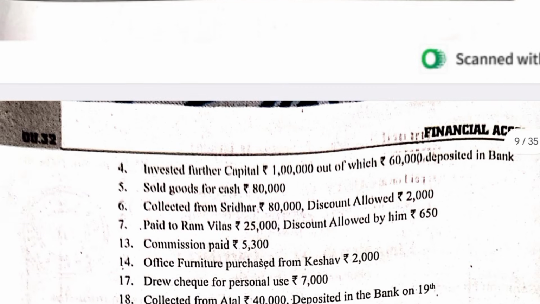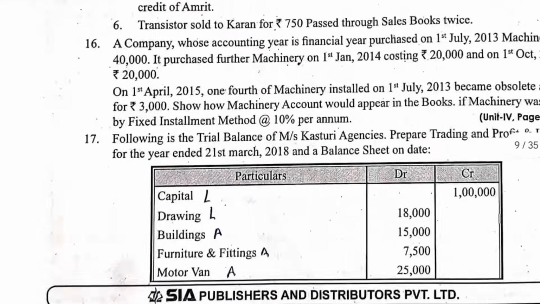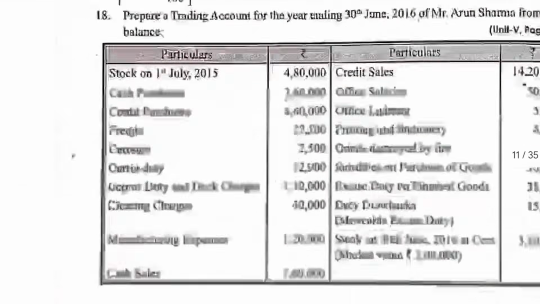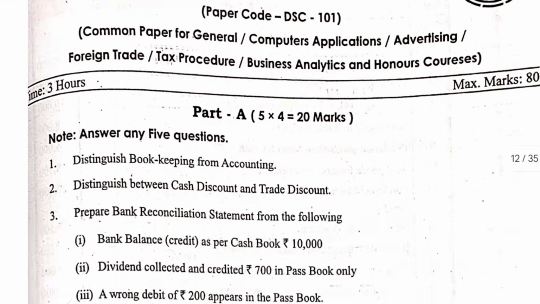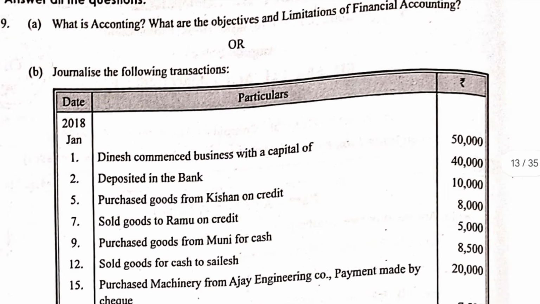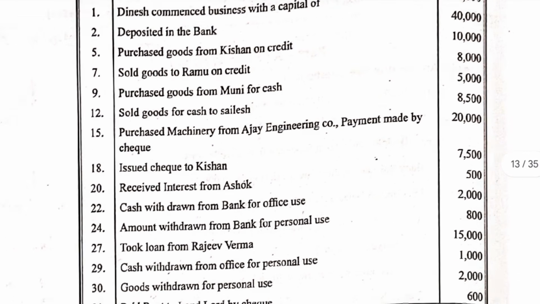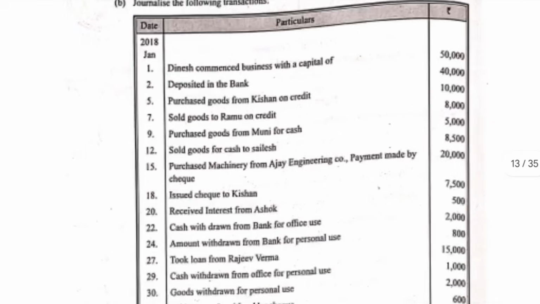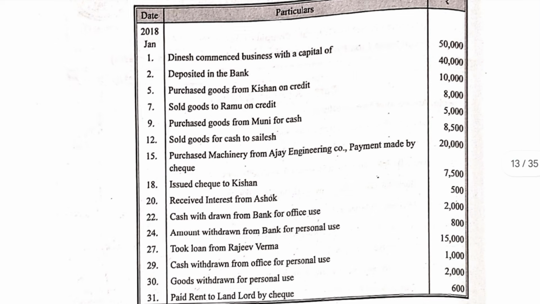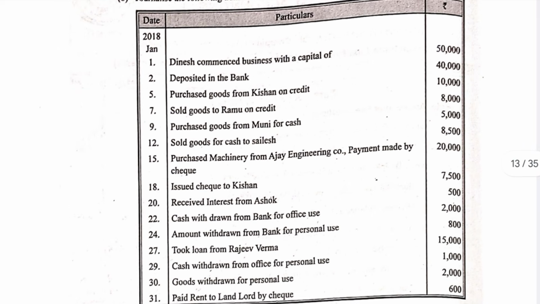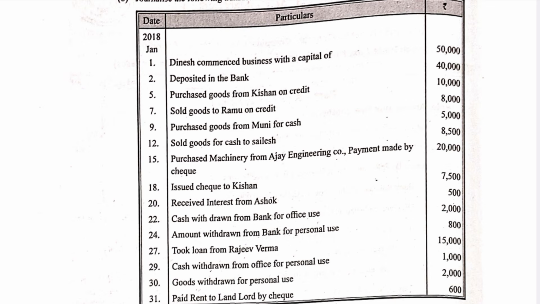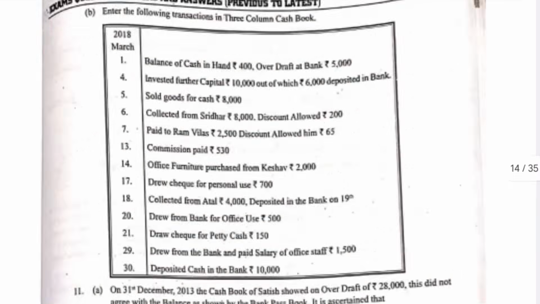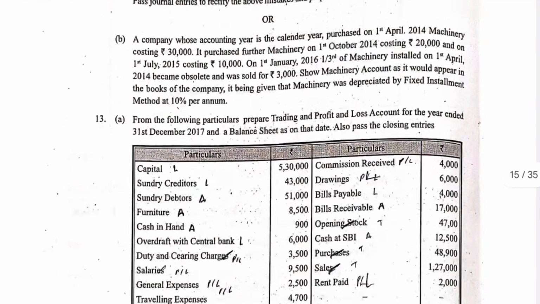Narration is also compulsory. Okay, students. Next, this is a homework thing I will give to you all. So, try to practice this journal entry, okay? Take a screenshot of this. So this is your homework problem. Dinesh commenced with cash, deposited into bank, goods purchased from Krishna on credit. So try to practice this. And this is the thing about the journal entry.